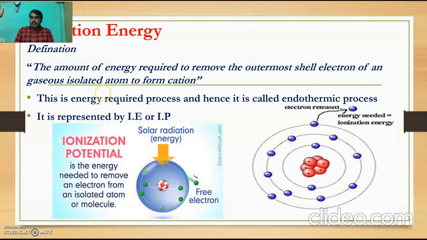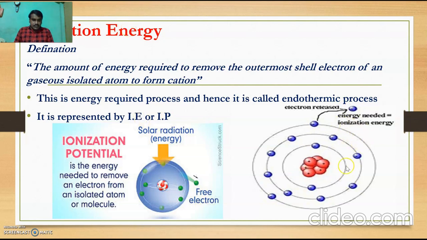Firstly, we see the definition of ionization energy. The ionization energy is the amount of energy required to remove the outermost or valence shell electron of a gaseous isolated atom to form a cation. This is an energy-requiring process, and hence it is called an endothermic process. It is represented by IE or IP. IE means ionization energy and IP means ionization potential. It is also called ionization potential or ionization enthalpy.